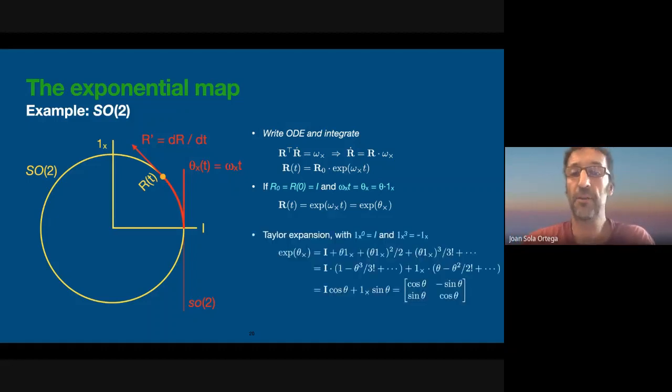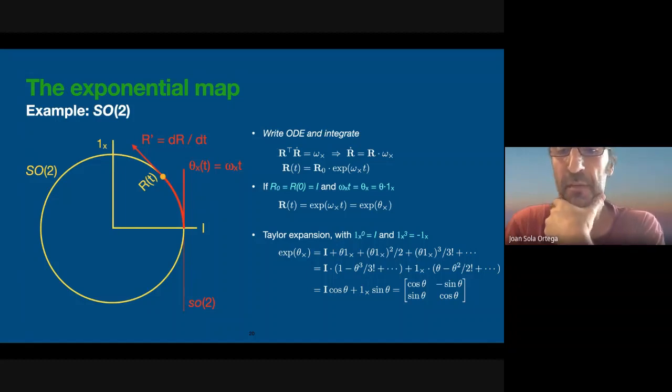So how do we find an expression to compute this exponential? Very easy. We express the Taylor expansion of the exponential. We define it like this. So you know that the Taylor expansion is identity plus the element plus 1/2 of the element squared plus 1/3 factorial times the element cubed, and so on. And then you realize that I is the identity matrix, and 1 cross is the skew symmetric matrix. Actually, it's not written in this board, but it would be 0, -1, 1, 0. Is this matrix, okay?